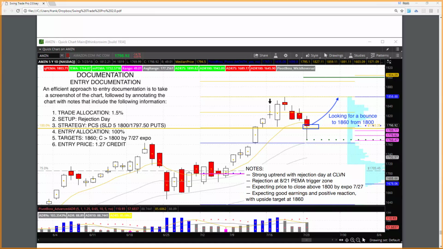So that's the entry. And again, the easiest way, take a screenshot right after you enter the trade, or perhaps at the end of the day if things are very crazy. Take a screenshot, note where you enter the trade, what were the entries, what's the strategy, trade allocation, all those various things. Jot it down and move on. And now keep this in a folder somewhere on your desktop so that you can refer back to it whenever you need to.